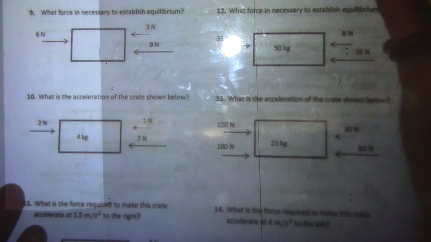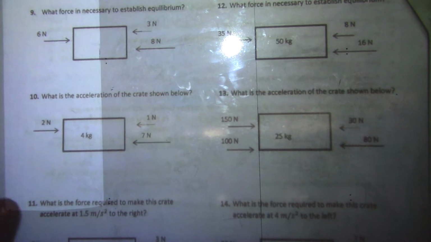Next here is saying what force is needed to establish equilibrium, so I want them to be equal. Right now I've got 11 and 6, so they are not equal. I would need to add an extra force in this direction to balance out, and I would need that extra force to be a force of 5, because now with the 5, I've got 11 this way and 11 this way, which is equilibrium.